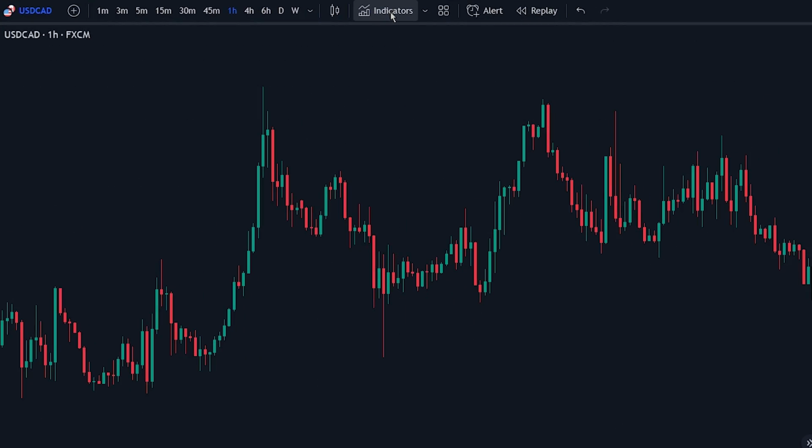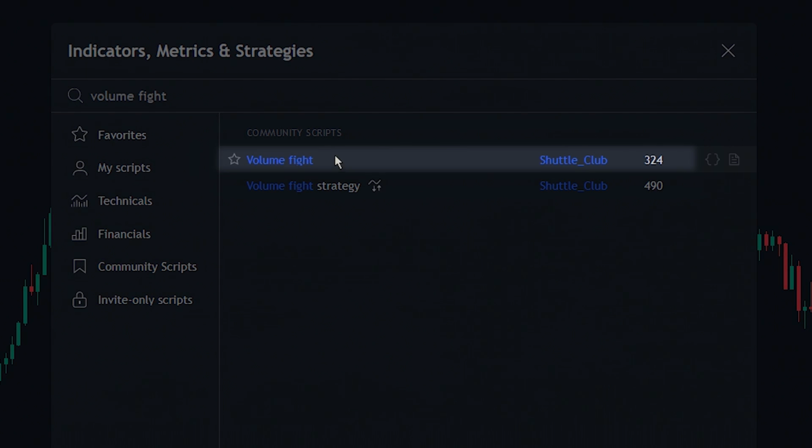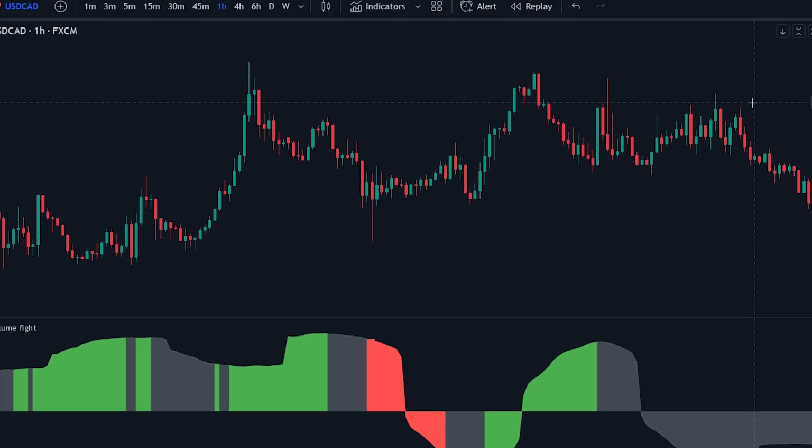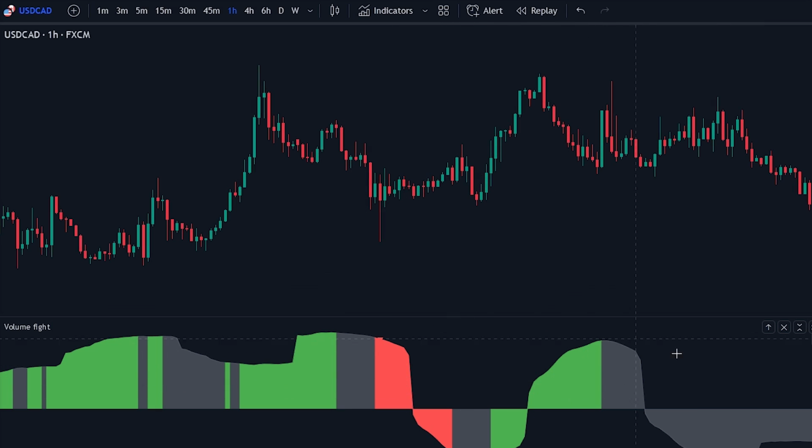Head over to the indicator search tab and search for the volume fight indicator. Select the indicator made by Shuttle Club and add it to the chart. The volume fight indicator divides the trading volume into 2 parts, the bullish volume and the bearish volume. By comparing the weighted average of these values, the indicator determines the predominance of either bullish or bearish volume.